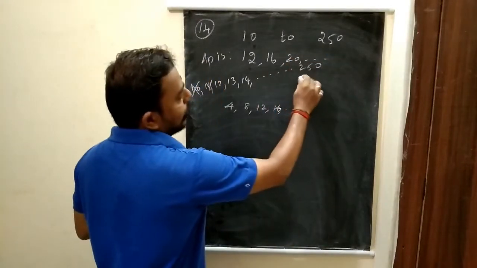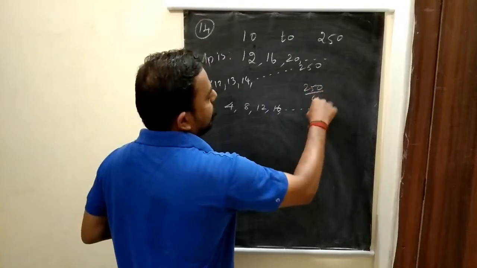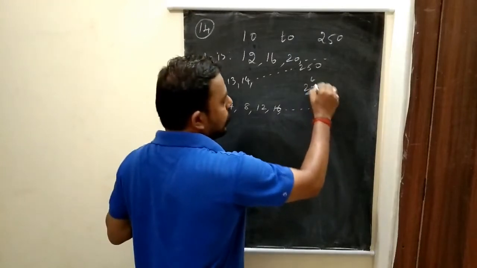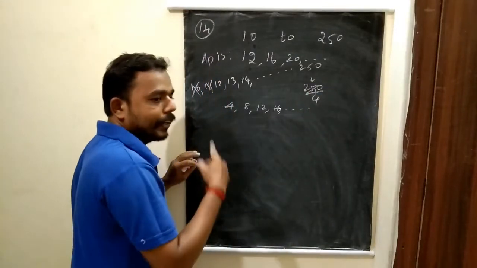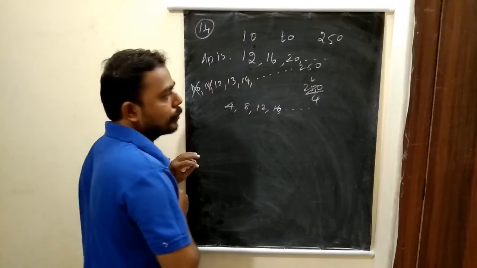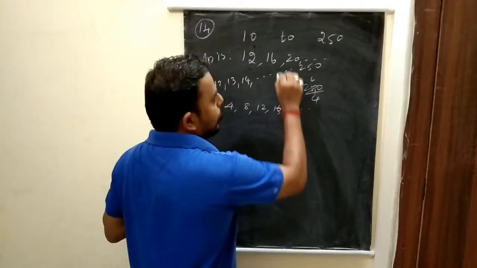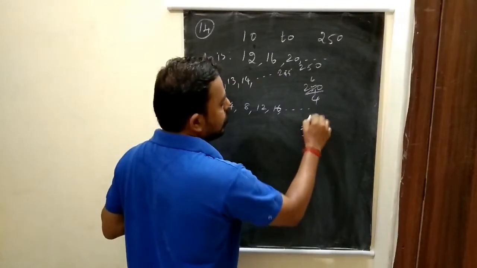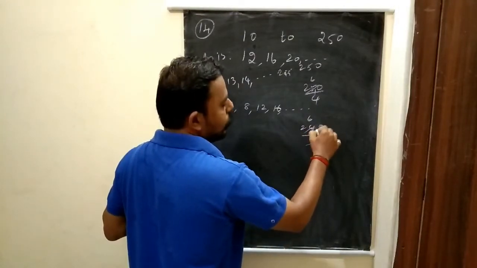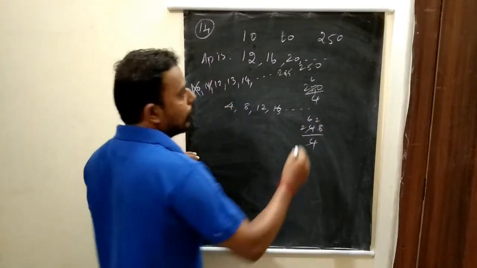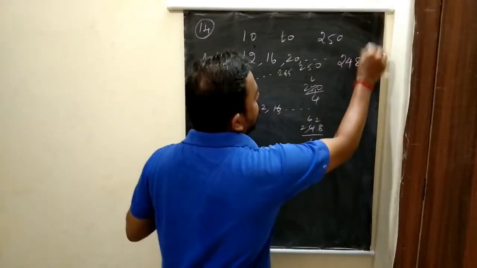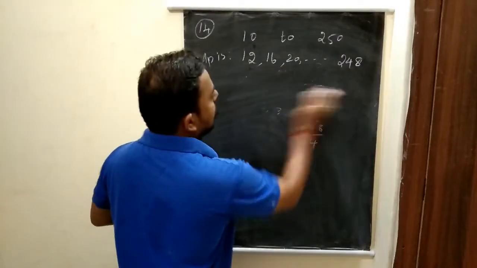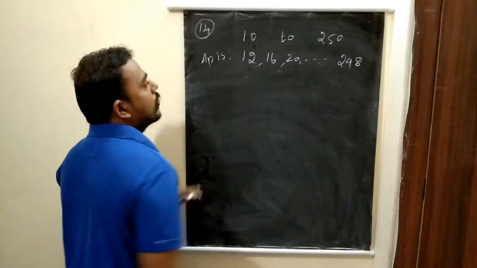Think about the last number, 250 divided by 4. 6 fours are 24, remaining 1. 2 fours are 8, remaining 2. So it's not possible to divide. 249 also not possible. And 248 is divisible by 4: 6 fours are 24, then 2 fours are 8. So up to 248. So the first number is 12 and the last number is 248. This is given.